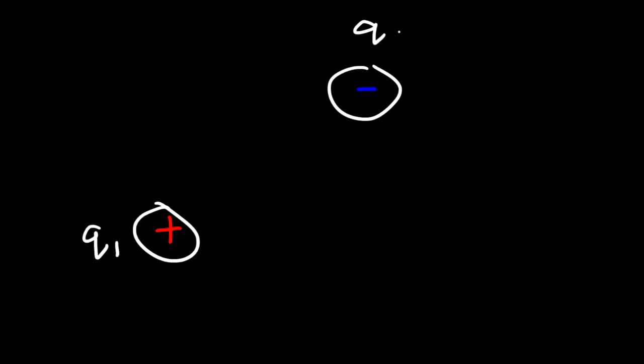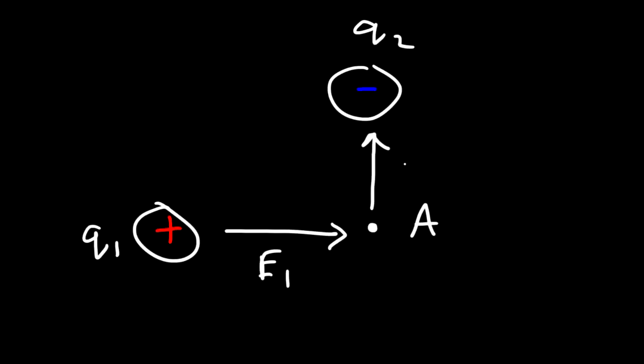Now, let's say we have a positive charge in this region and a negative charge here. Let's call this Q1 and Q2. What is the direction of the net electric field acting at point A? Feel free to pause the video, draw the vectors, and determine the net electric field vector at point A. So Q1 is going to exert an electric field in this direction towards point A. Q2 is going to exert an electric field toward itself from point A in this direction.